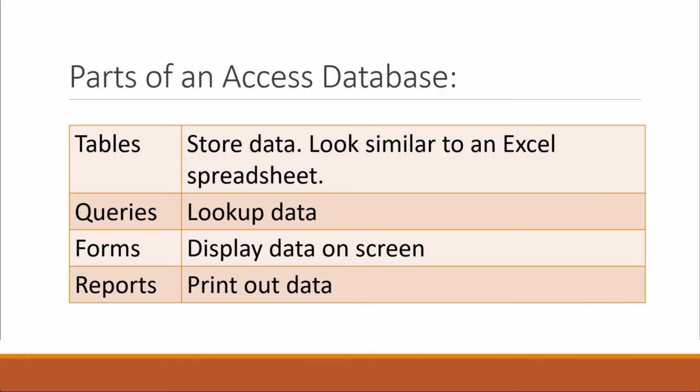Let's talk now about the different parts of an Access database. You have four main objects: tables, queries, forms, and reports. Tables is the main part of a database. You can't have a database without tables. Tables is what you store your data in, and it looks very similar to an Excel spreadsheet.